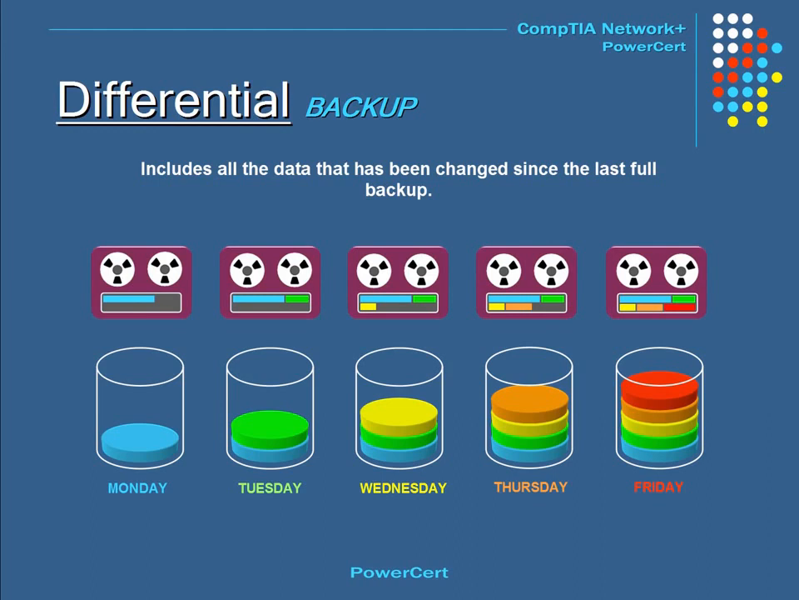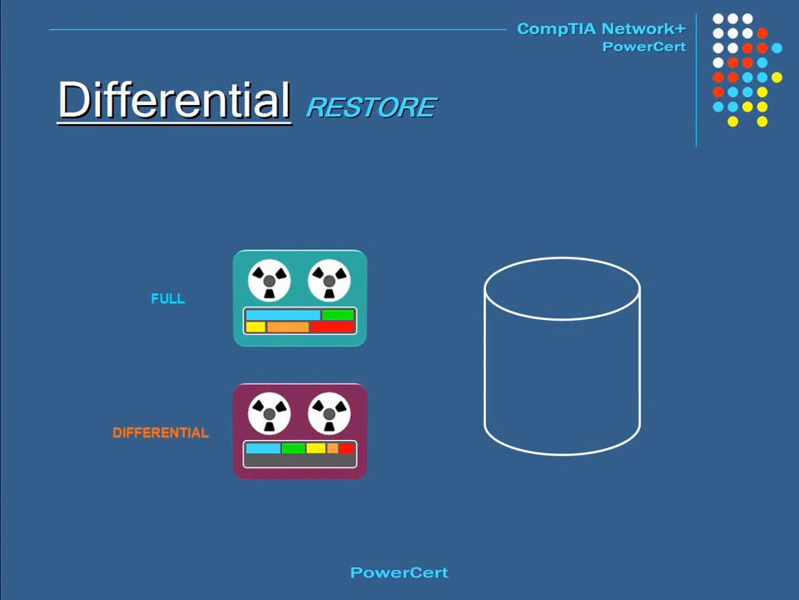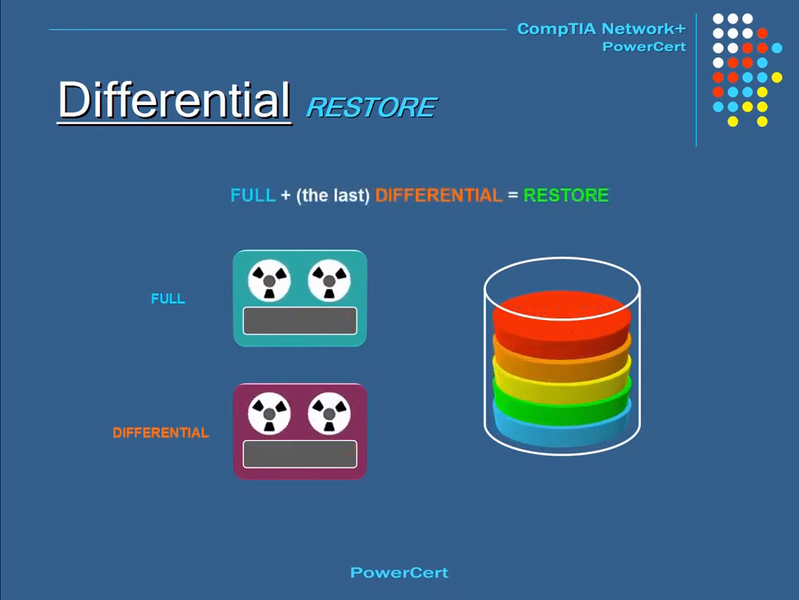The differential backup also uses the archive bit, but it's important to note that when a differential backup is done, it does not clear the archive bit. Now after a differential backup, if you ever needed to restore the data, the procedure is that you would need to restore the last full backup and the last differential backup to completely restore your data.